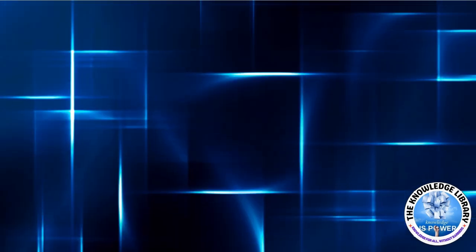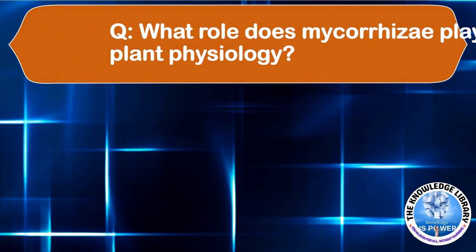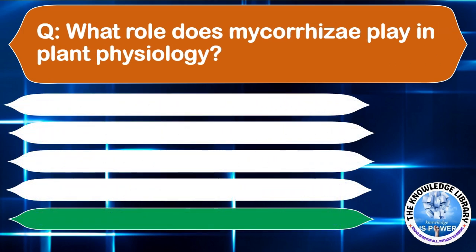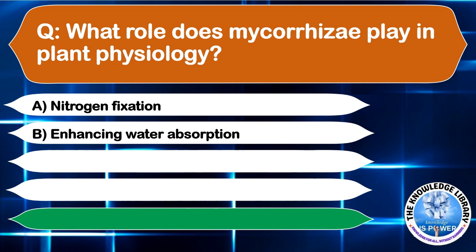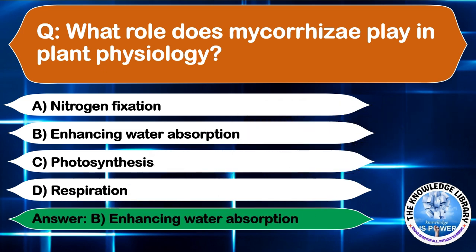Moving to the next question. What role does mycorrhiza play in plant physiology? Option A, nitrogen fixation. Option B, enhancing water absorption. Option C, photosynthesis. Or option D, respiration. The correct answer is option B, enhancing water absorption.